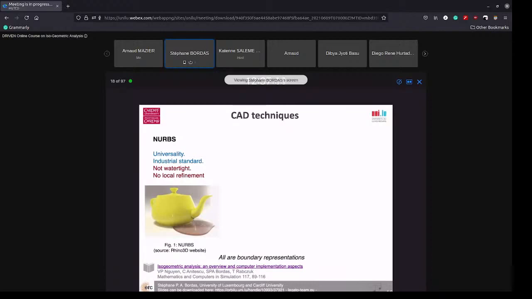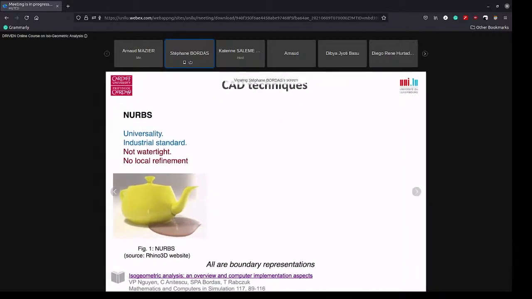All right, first thing, we talked about NURBS. We said NURBS are universal functions. They are the industry standard, but they have some difficulties associated with water tightness, lack of local refinement, and so on. So you realize here, I already was telling you at the beginning, although we had not talked about anything, really no local refinement. This is not exactly true. You can do local refinement, it's just not made for that.